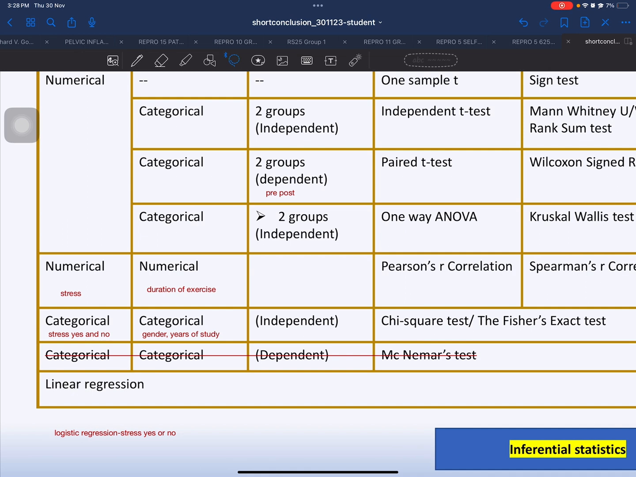If, let's say, knowledge score, nutrition knowledge score. Okay, with knowledge score, listen carefully, and now it is knowledge score. Knowledge score is continuous data or categorical data? Continuous. Okay, now we try.